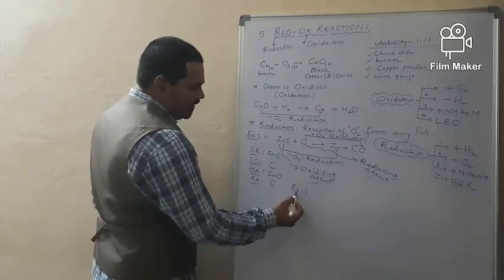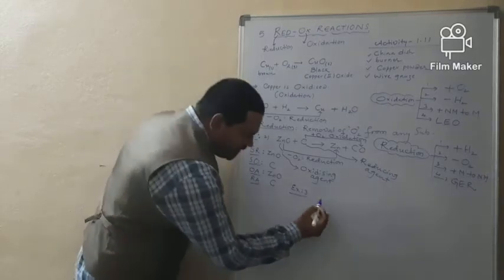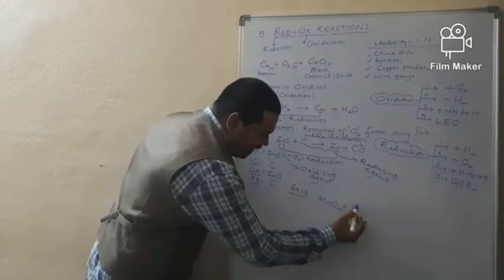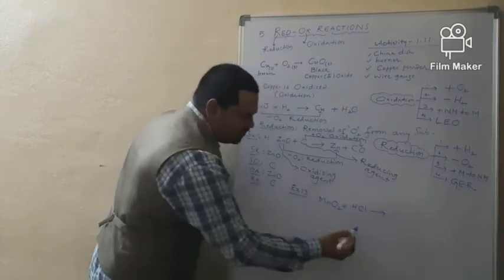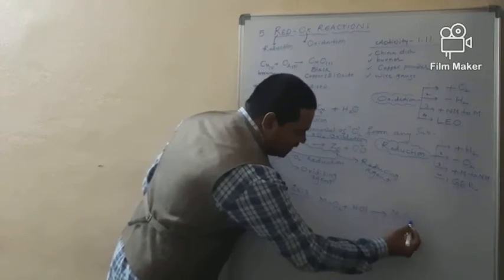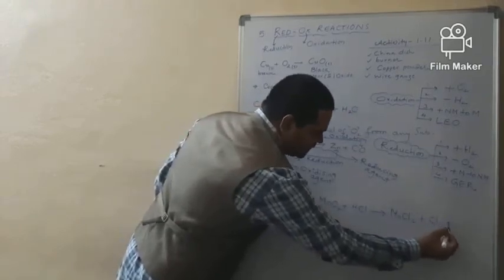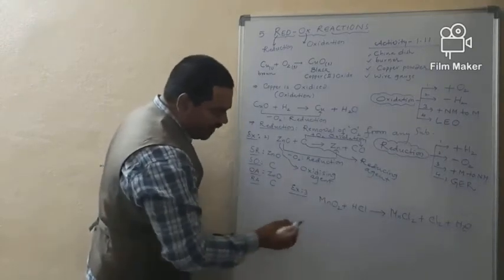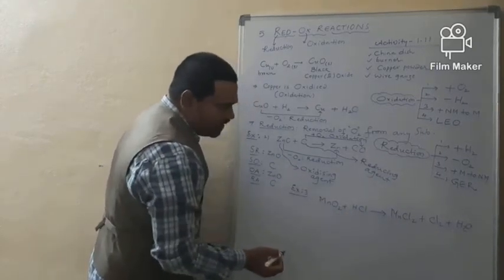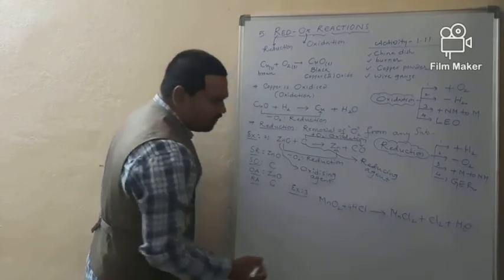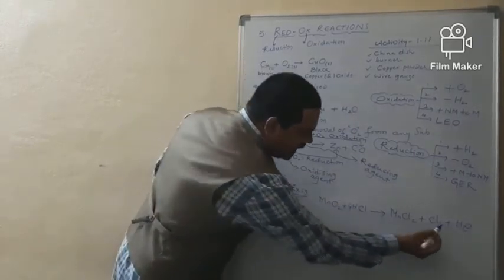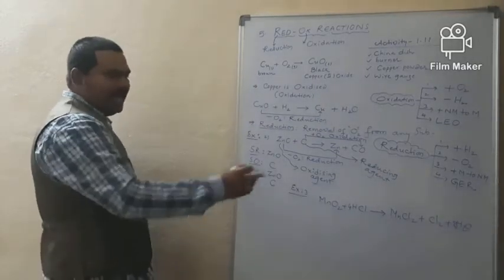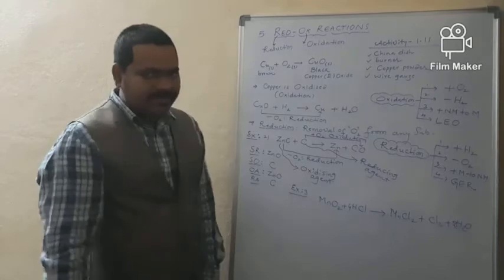Example number 3. What is there in this example? Manganese dioxide reacts with hydrochloric acid to produce manganese chloride plus chlorine gas plus water. To balance this chemical equation, how many chlorines are required here? 4. So put here 4 and 4H. Here actually 2H2O, then 2O, Mn, Mn. So balanced.